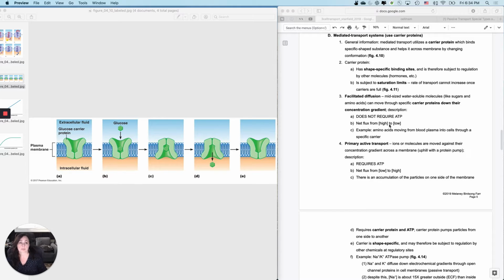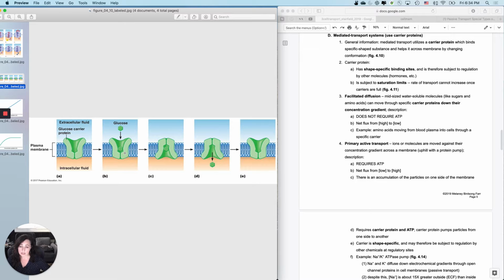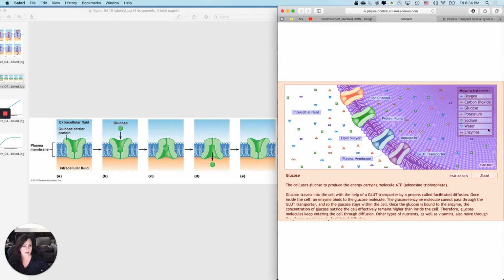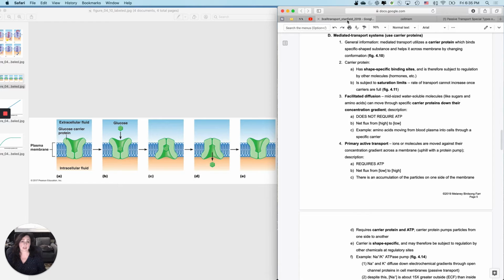So what is going to happen in this instance, like you're seeing in this picture, is something will bind to a shape-specific binding site in a protein, and then the protein will change conformation to move it across the cell membrane. And that was what we saw. It doesn't show it quite as well here because it doesn't show the shape-specific binding site, but still, here it is. It's changing shape and conformation to get the thing across. So what makes a carrier different than a channel, remember, is that carriers have shape-specific binding sites for the thing that they are going to carry.